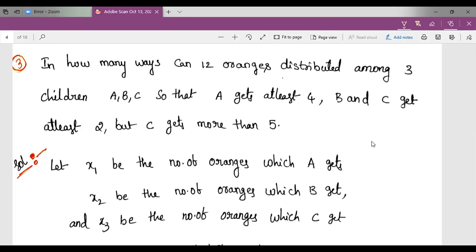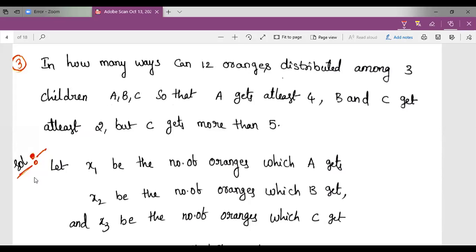Okay. So the given constraints are: A gets at least 4. At least 4 means not less than 4. B and C get at least 2. At least means not less than 2. Okay. But C gets more than 5. So greater than 5. These are the given constraints to share the oranges among these 3 children A, B, C.